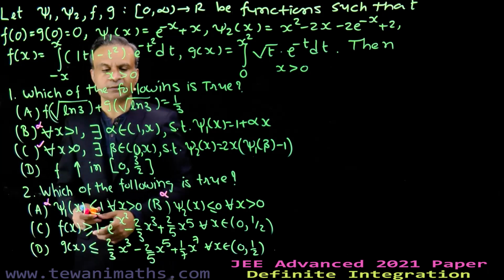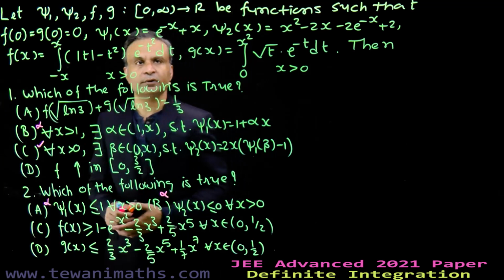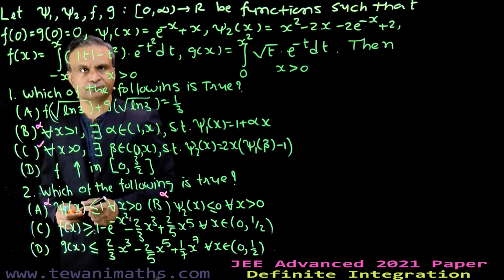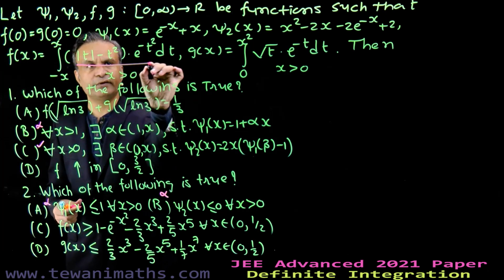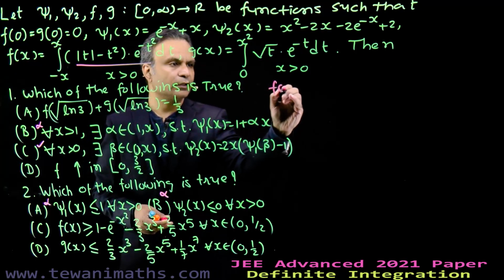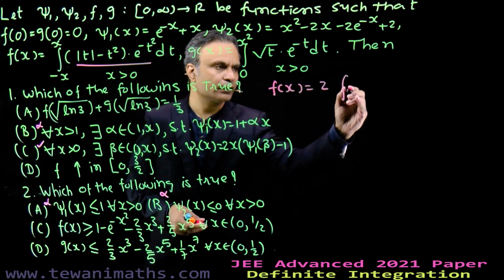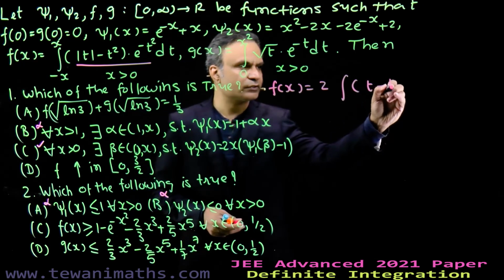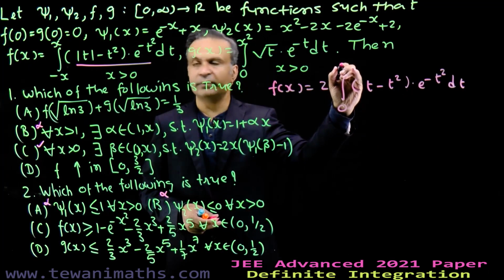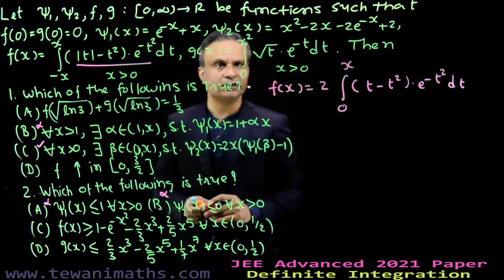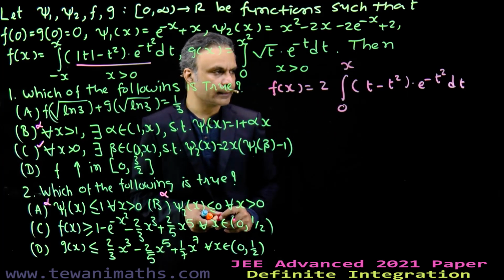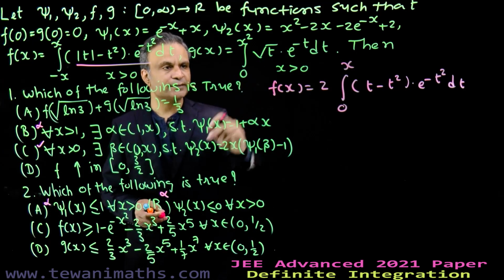Function fx increases in the closed interval 0 to 3 upon 2. For that we need to find the derivative of function fx. Look at function fx. Clearly this function is an even function. Okay, so using the properties of definite integrals, we have fx is equal to 2 multiplied by integration of t minus t square into e power minus t square with lower limit 0 and upper limit x. Okay, here x is greater than 0, so there is no need to put modulus when you have these limits 0 to x. Okay, and function gx is this.